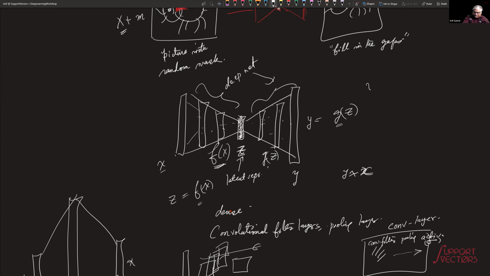So in other words, x goes to z, the latent representation, using some function f, which is represented by the first part of the deep neural net, and it goes through g to produce y, right? Which is the second part of the neural network. So this is f and this is g, right? f of x and g of z. Are we together? And so y comes out and x goes in.